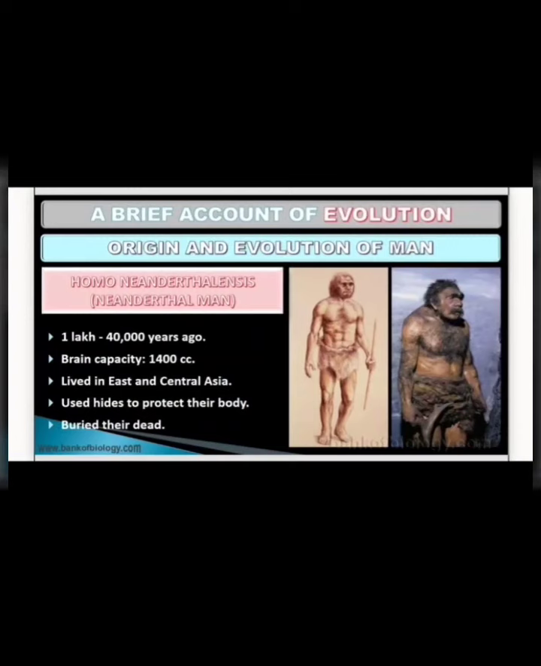Next comes Homo neanderthalensis. We also call him Neanderthal man. 1 lakh to 40,000 years ago, his brain capacity was again more developed, 1400 cc, and he lived in East and Central Asia. He used hides to protect his body, and he buried his dead.